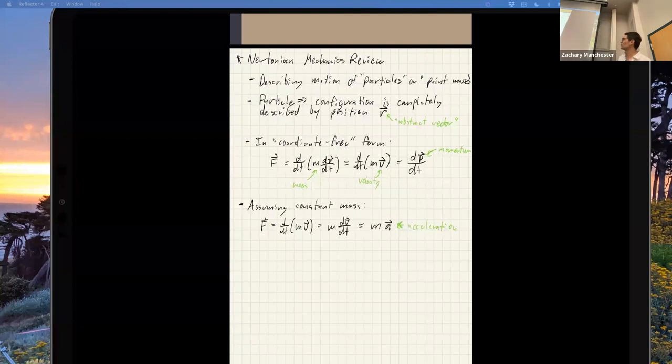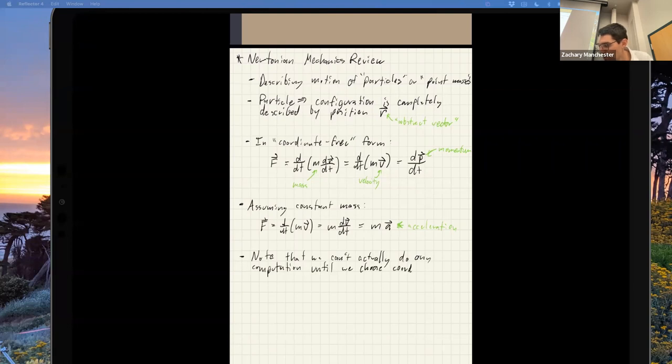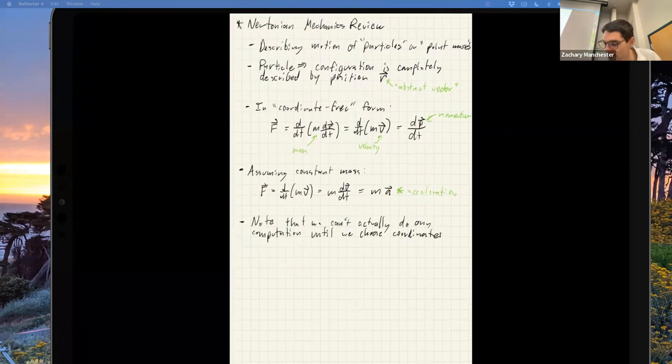So this was all in weirdo abstract vector land, and we can't actually do anything with this at this point. So write that down: we can't actually do any computation until we choose coordinates. We're going to be super explicit about this, at least for a little while. So let's pick some coordinates. The most classic choice would be Cartesian coordinates. So let's do just 2D for now.